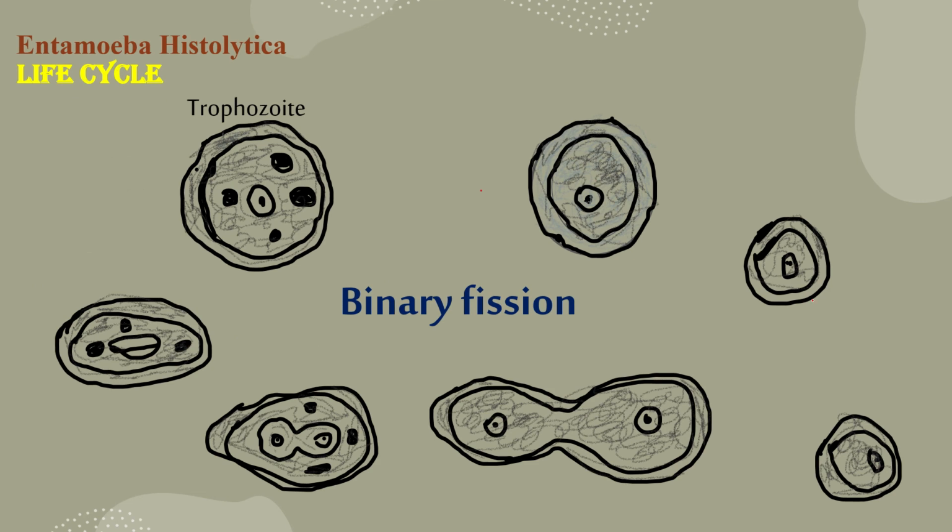Here is the diagram of binary fission. First of all, this organism is called the trophozoite. The trophozoite divides into two individuals. Suppose this is a trophozoite and this form is a precystic or minuta form. The precystic or minuta form converts into the trophozoite form, which is the infective stage of this organism. These trophozoites multiply asexually by binary fission, that is, from one organism, two organisms are formed.